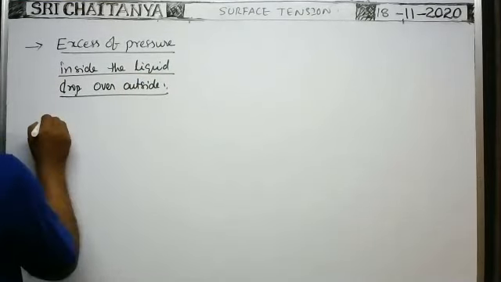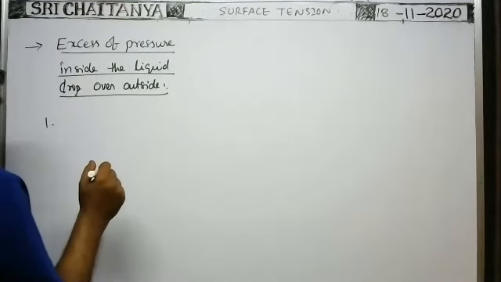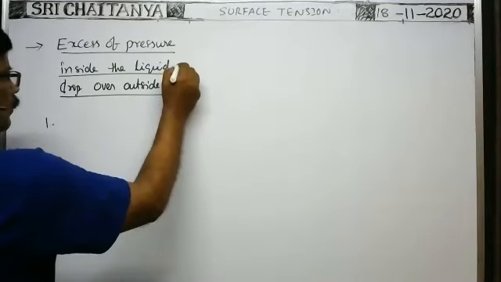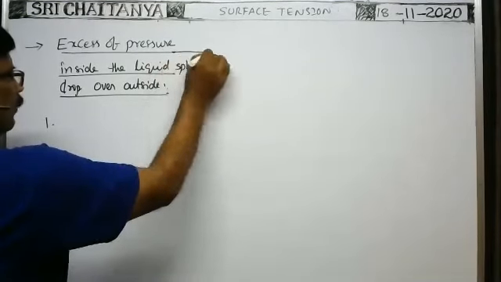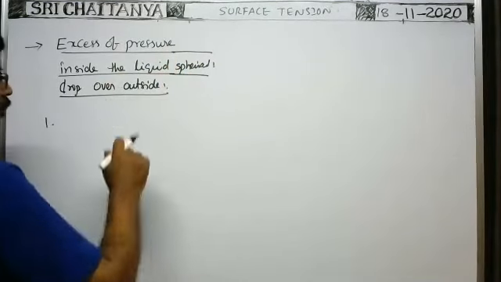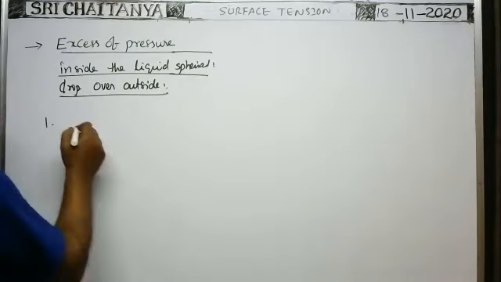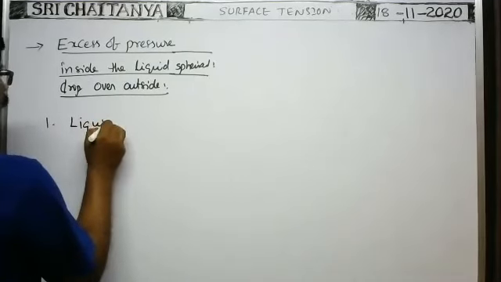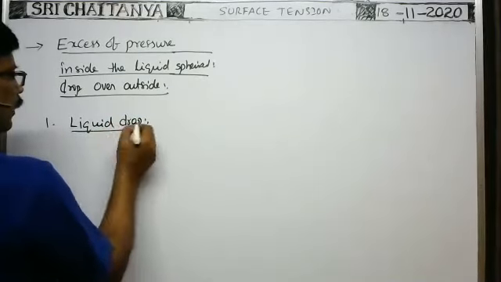For example, here I will discuss a spherical liquid drop, because the free surface of a liquid drop acquires the spherical shape. The surface of any liquid drop acquires the spherical shape because of the surface tension property. So I will take one example, a liquid drop like a raindrop.